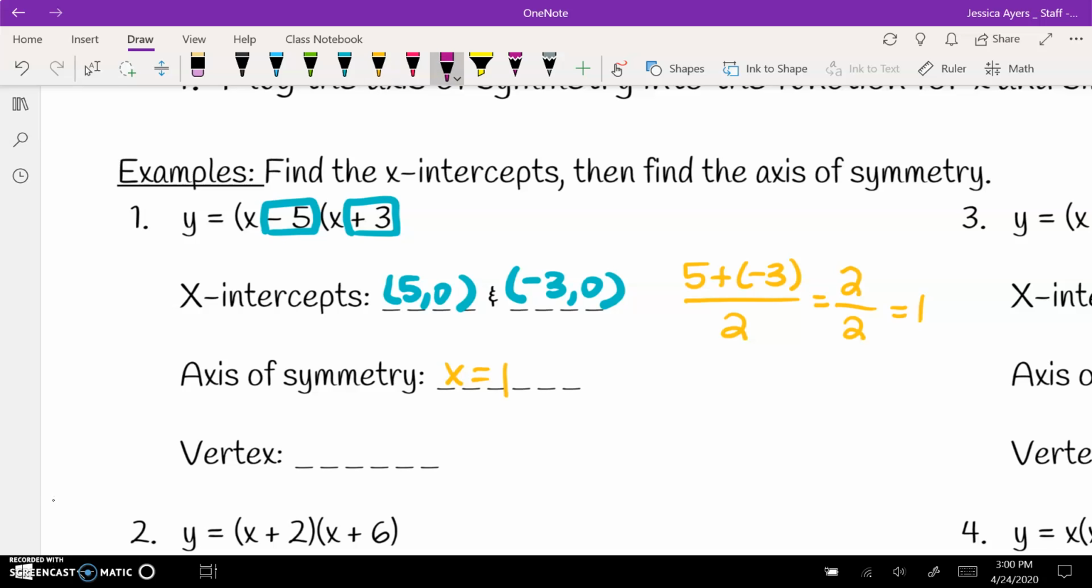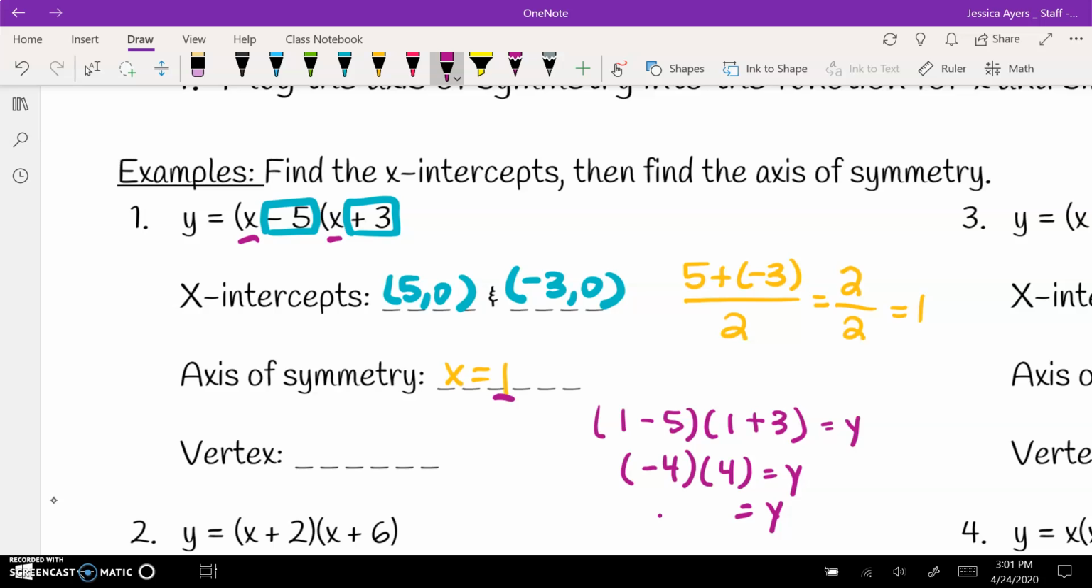Then I want to find the rest of my vertex. So I'm just going to plug my x equals 1 in for x in both factors. So I'm going to have 1 minus 5 times 1 plus 3, and that will equal y. So 1 minus 5 is negative 4. 1 plus 3 is 4. So y is negative 16. So my full vertex is 1, negative 16. And it's as simple as that.